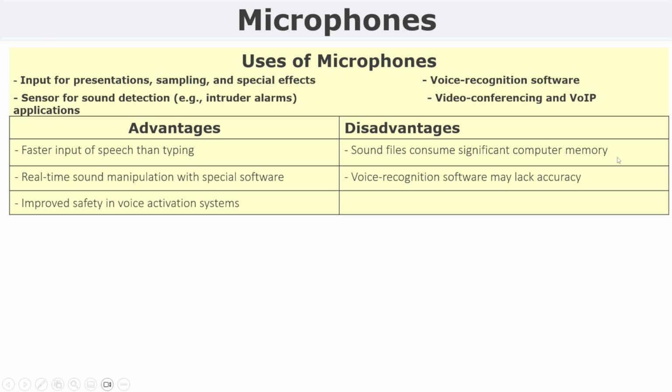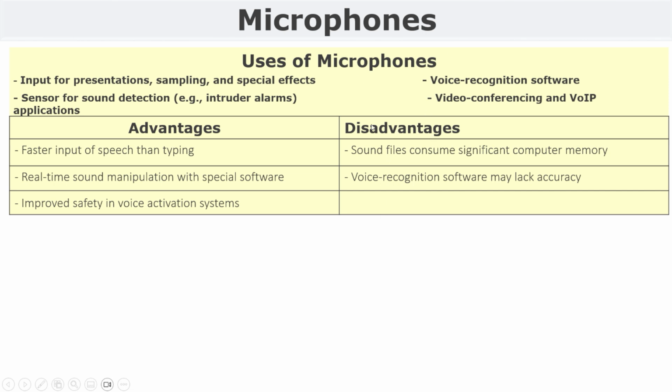Some advantages of the microphone are that it is a faster way of inputting speech than typing, and it works in real time. You also get real-time sound manipulation with special software, so you can have your voice manipulated. Again, you have improved safety in voice activation systems. If you are using a voice activation system, it makes sure that it recognizes your voice by doing some continuous repetition for the system to recognize your voice before it's being used.